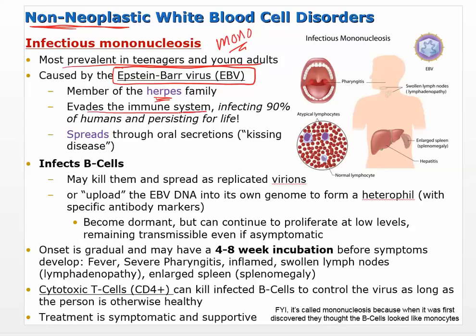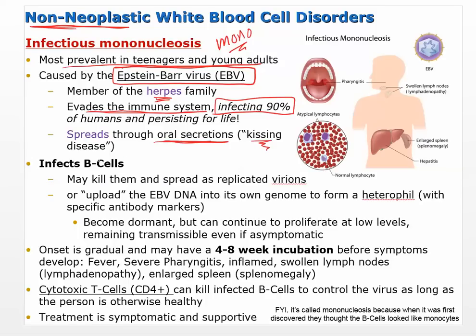This can be problematic, but we've pretty much learned to live with it because 90% of us, by the time we're 40 or so, have been infected by the Epstein-Barr virus. And it persists for life. Once you're infected, it just sits in there and stays. Your immune system keeps it quiet, but it's still moving around in there. It spreads through oral secretions, which is why mononucleosis is often called the kissing disease. It's spread through saliva primarily.